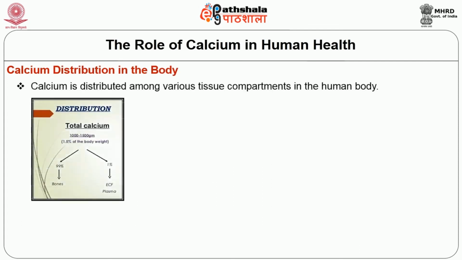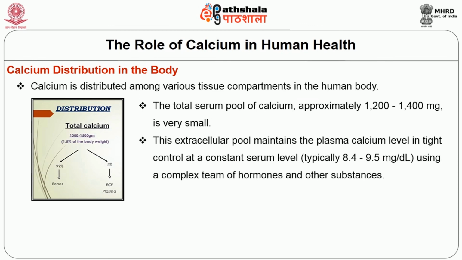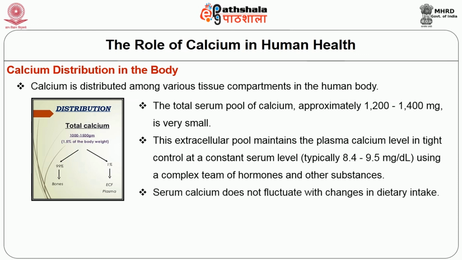Calcium distribution in the body. Calcium is distributed among various tissues and compartments in the human body. The total serum pool of calcium, approximately 1200 to 1400 milligrams, is very small. The extracellular pool maintains the plasma calcium level in tight control at a constant serum level, typically 8.4 to 9.5 milligrams per deciliter, using a complex team of hormones and other substances. Serum calcium does not fluctuate with changes in dietary intake.